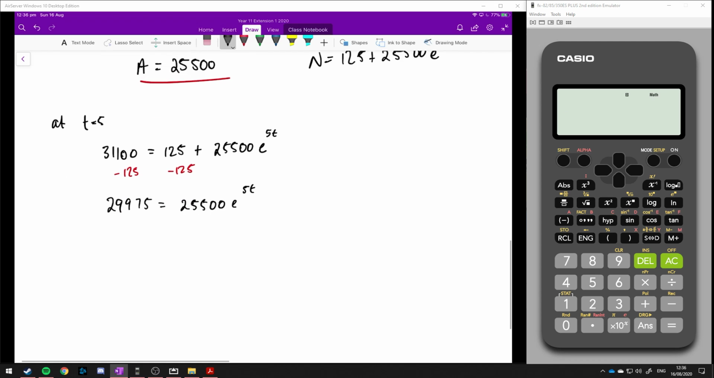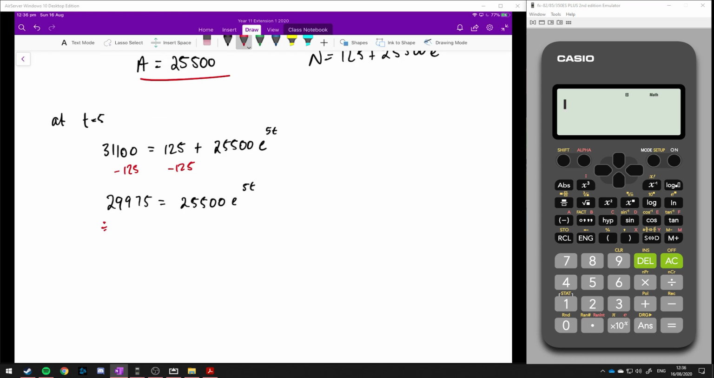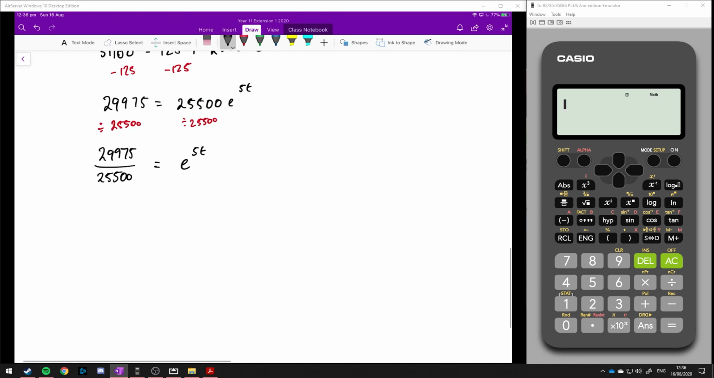Now we're going to divide both sides by 25500. And that's going to leave us with, and we're just going to leave this in exact form for now, 29975 over 25500 equals e to the 5t. Now we want to isolate that 5t, so we're going to take the natural logarithm of both sides. So 29975 over 25500 is equal to the natural log of e to the 5t.